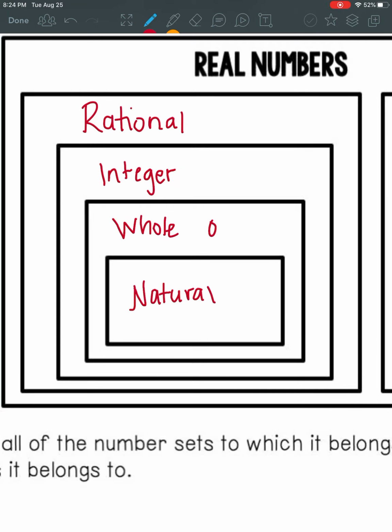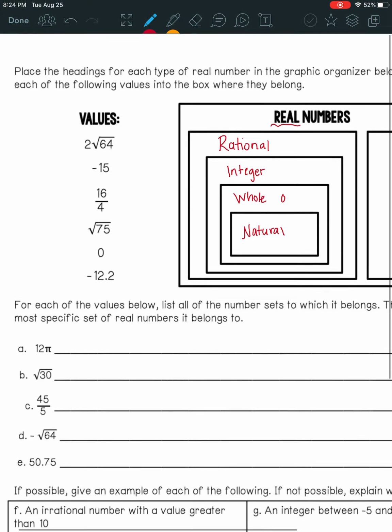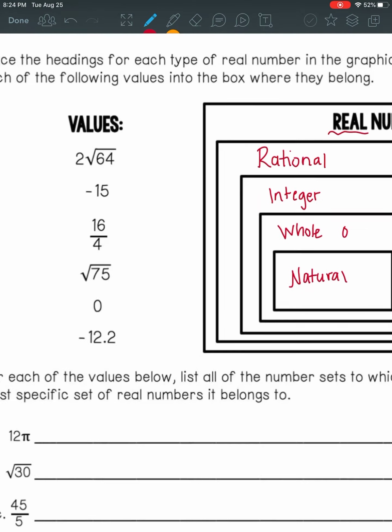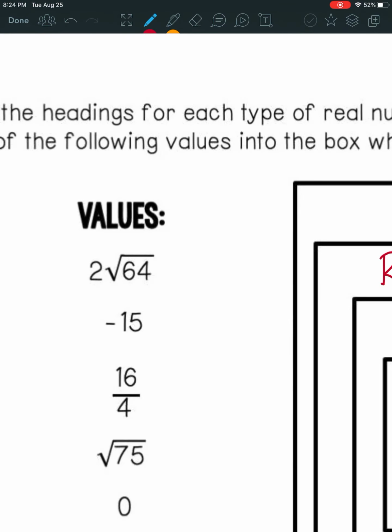If it's a whole number, 0 is the only difference there between those. Then it's also an integer, it's also rational, okay? And all these numbers fit into the real number category, okay? So let's look at our examples here. 2 times the square root of 64. So remember, the square root of 64 is 8. So this really means 2 times 8. So we're categorizing the number 16.